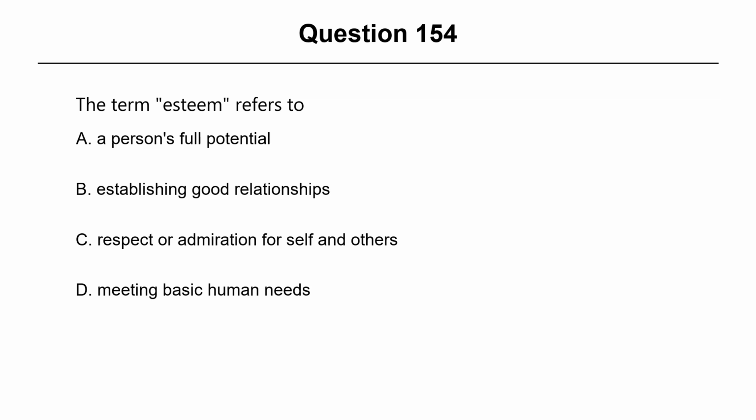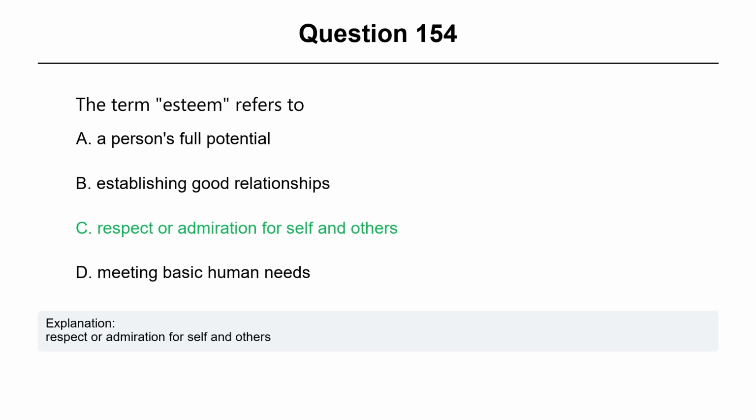Question 154. The term esteem refers to: Option A, a person's full potential. Option B, establishing good relationships. Option C, respect or admiration for self and others. Option D, meeting basic human needs. The correct answer is option C, respect or admiration for self and others.